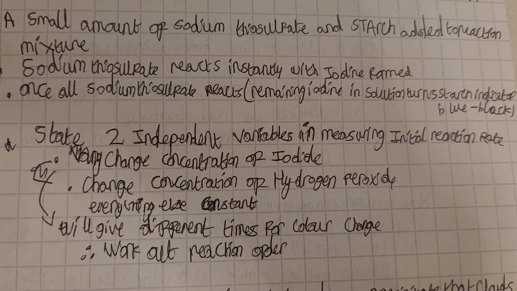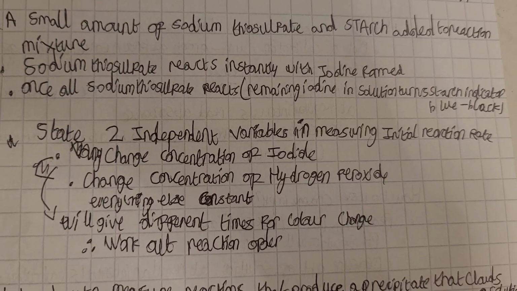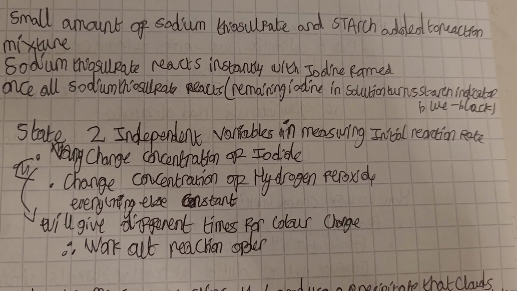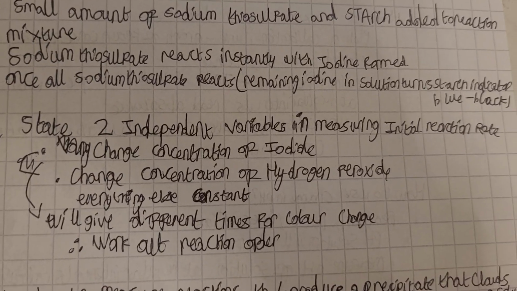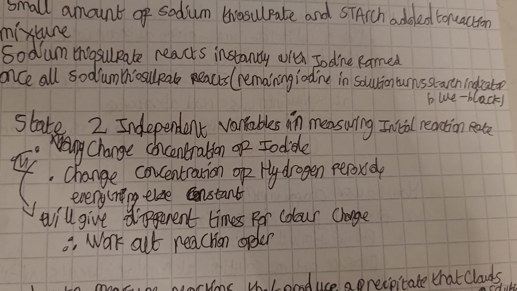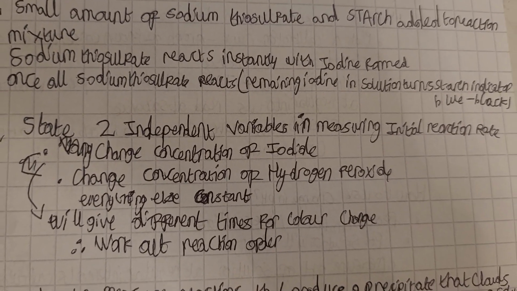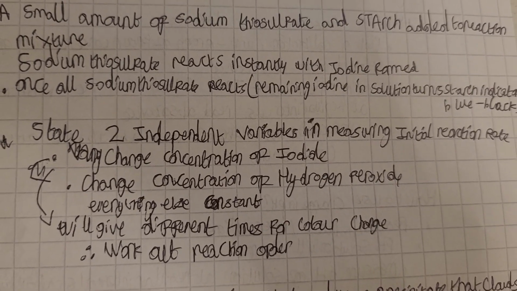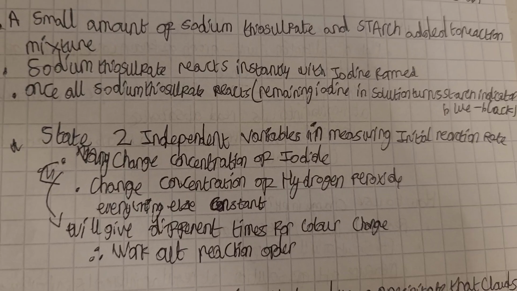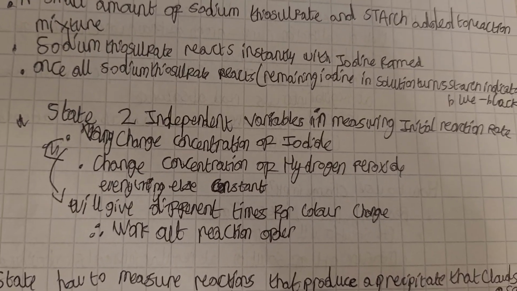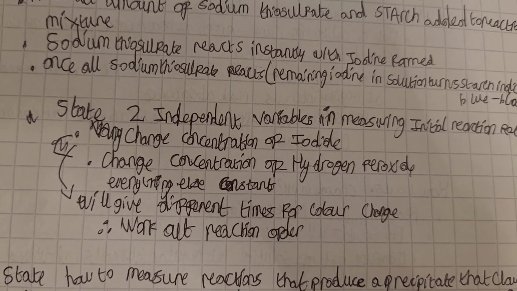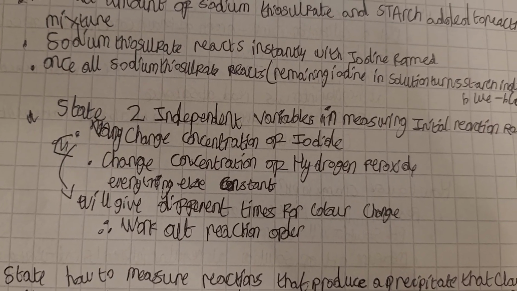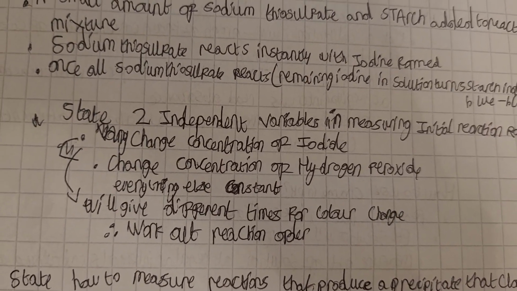There are two independent variables in measuring the initial reaction rate: the change in concentration of iodide and the change in concentration of hydrogen peroxide. When we keep everything else constant and only change one of these concentrations, it will give us different times for the color change, and therefore we can work out the reaction order.